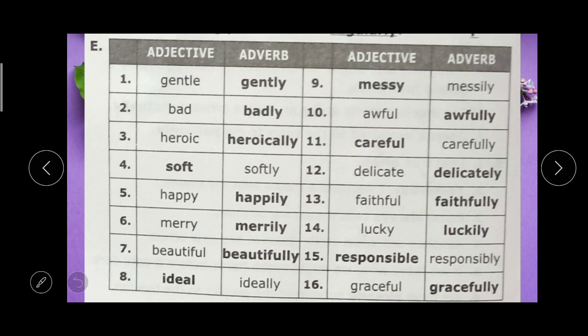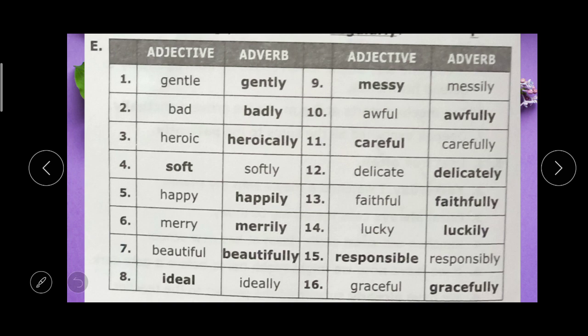Number 1, gentle, gently. Number 2, bad, badly. Number 3, heroic, heroically. Number 4, soft, softly. Number 5, happy, happily. 6, merry, merrily. 7, beautiful, beautifully. 8, ideal, ideally. 9, messy, messily. 10, awful, awfully.